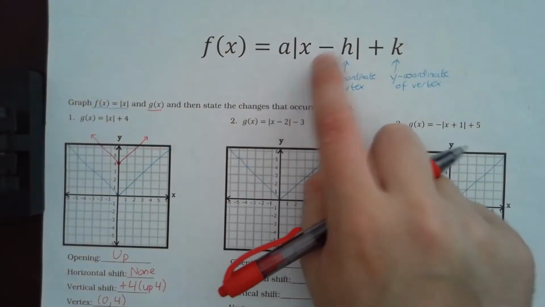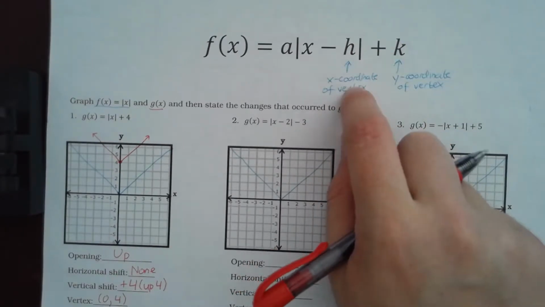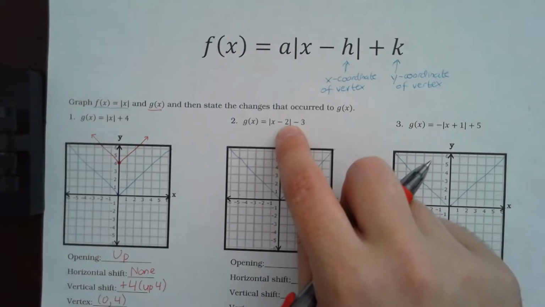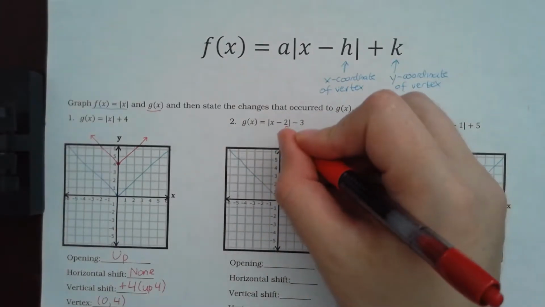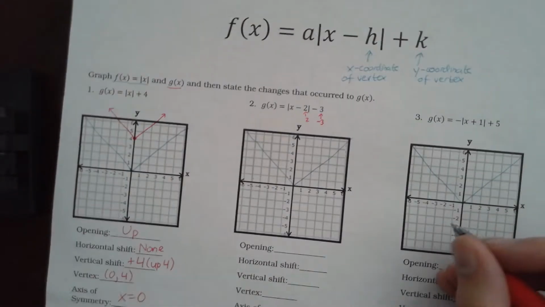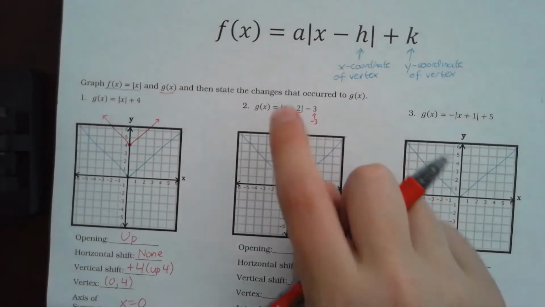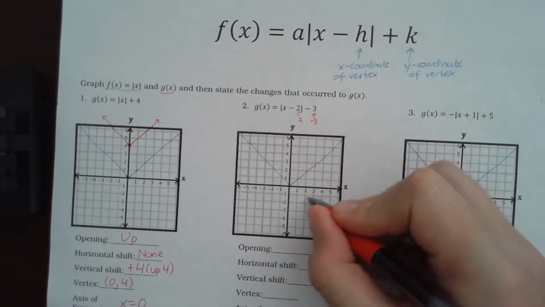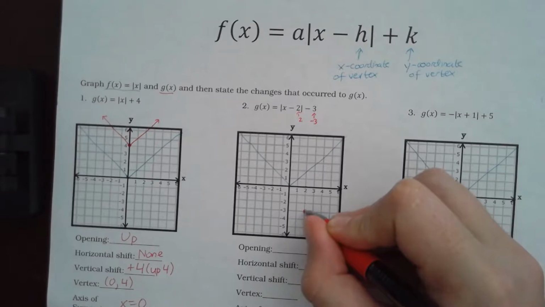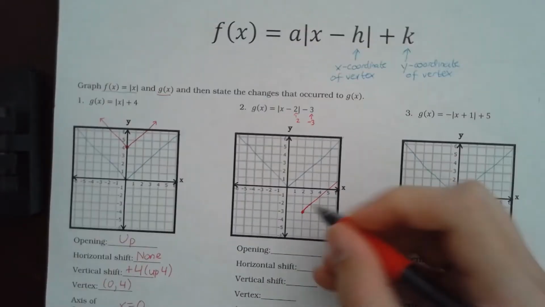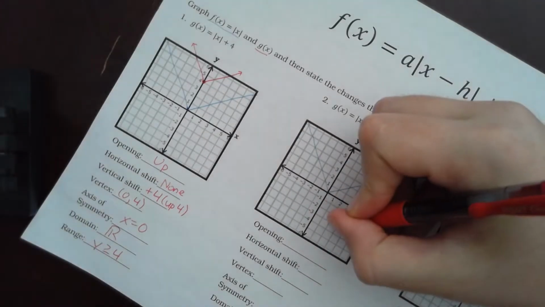Now x minus h. Minus h gives us the value of our x coordinate. So minus 2 means our x coordinate is positive 2. And then our k is negative 3. So we're going to move right 2 and down 3. So 1, 2, 1, 2, 3. We're right here, and that's all that changed. So let's go ahead and fill in the rest here.